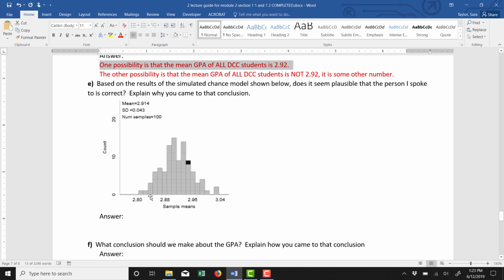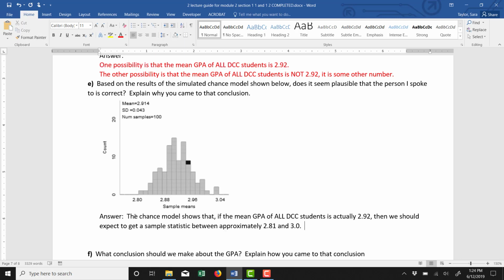So it would be somewhere between maybe 2.81 and about 3, approximately, if you look at these values. So here's 2.8, up here is 3.04, so maybe a little bit above that, 2.81, 2.82, up to about 3.0. Those seem to be the plausible values. Anything above 3.0, anything below 2.81 seems unlikely. So that shows our expectations. The chance model is showing us what we should expect.